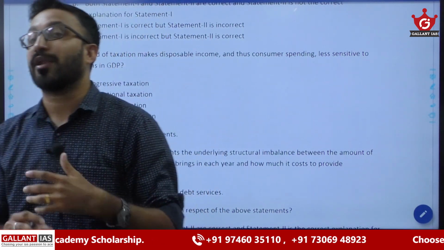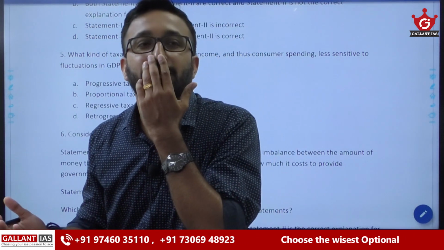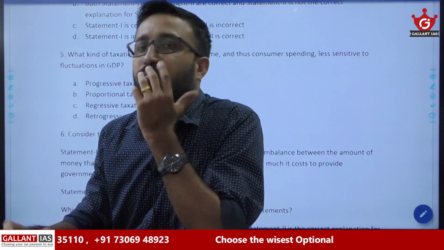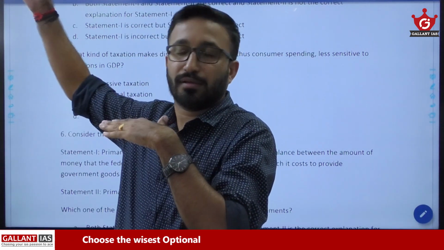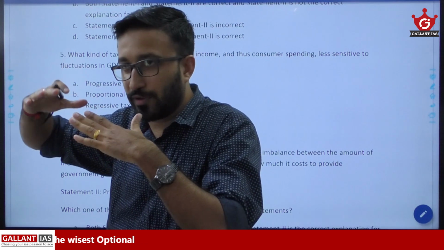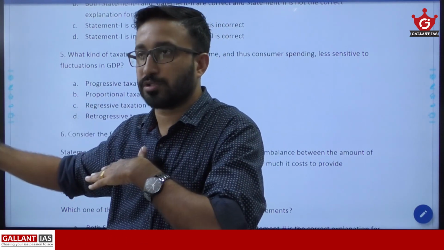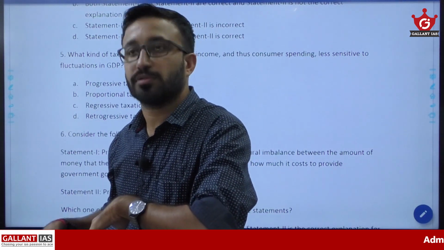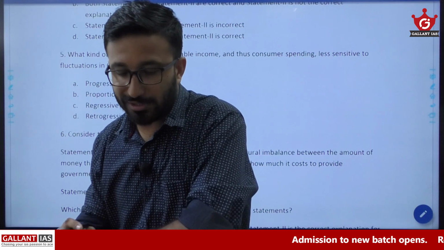Okay. നമുക്ക് 4 ഓപ്ഷൻ ഇടുന്നതുകൊണ്ട് ഞാൻ ഉണ്ടാക്കി എഴുതി തരണോ? So what is your answer? Proportional. അല്ലേ? If your income increases, you will be taxed proportionally. So your disposable income will get reduced. As a result, you will not spend more. So that is proportional taxation.